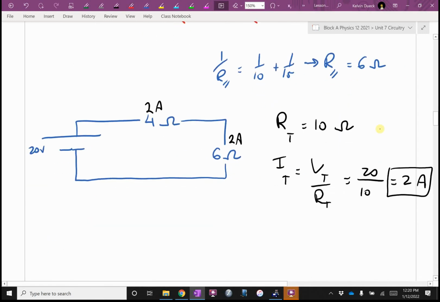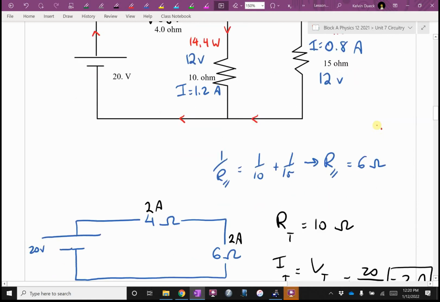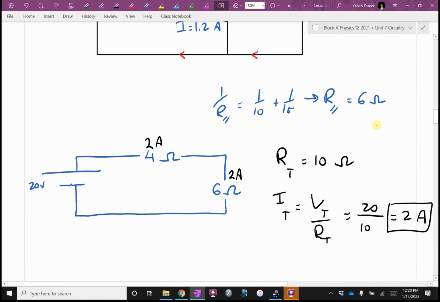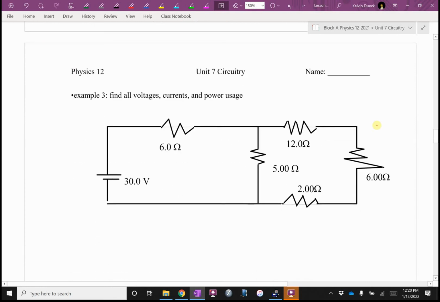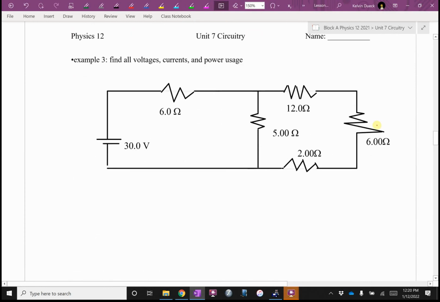Okay. So here was a good example of one where we had to redraw it. There was no other way to solve it. Example 3. Find all voltages, currents, power usage.